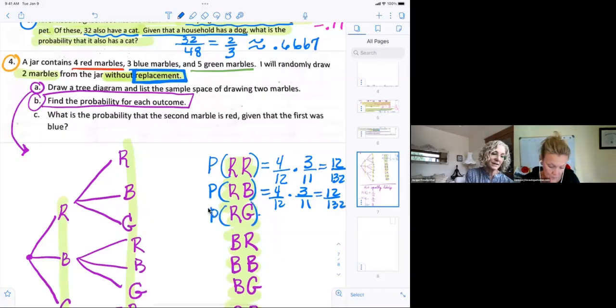Probability of red, green. 4 out of 12 for the red. There's only 11 in the bag. There are 5 green marbles. So 5 out of 11. So 20 out of 132.